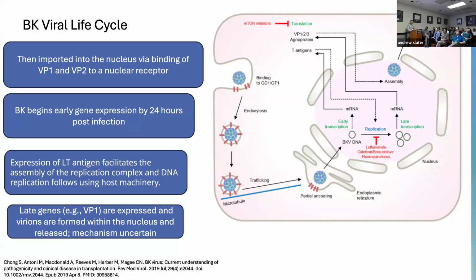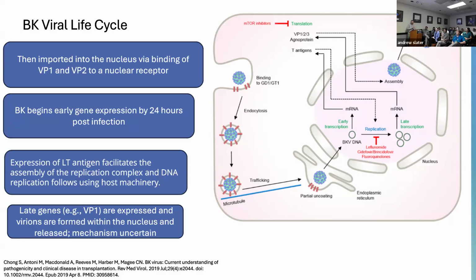So it's imported into the nucleus via binding of the VP1, viral protein 1 and viral protein 2, to a nuclear receptor yet to be identified. And then the BK virus begins early gene expression by about 24 hours post-infection.